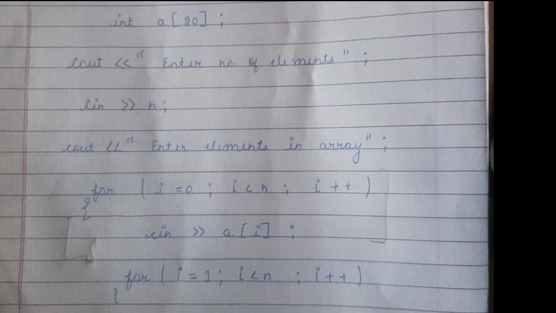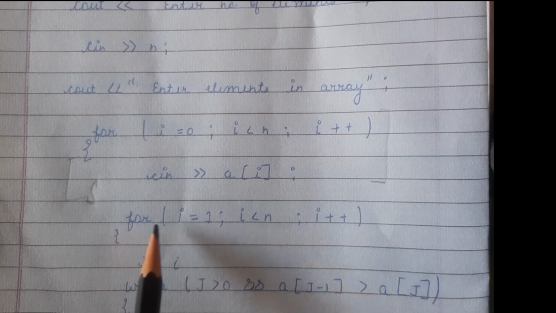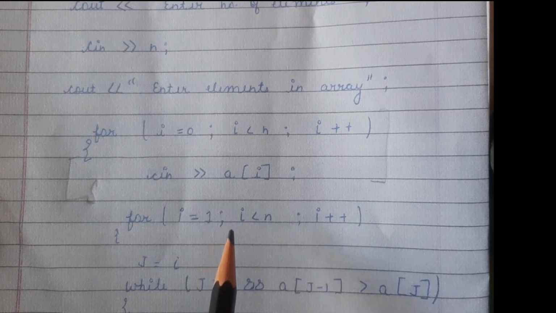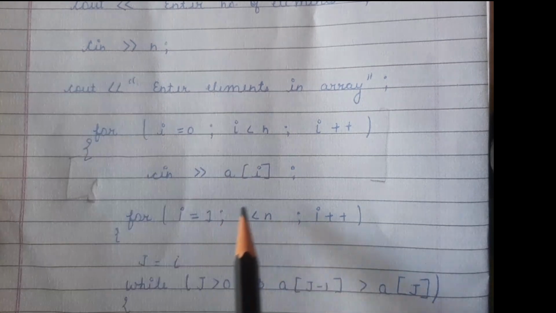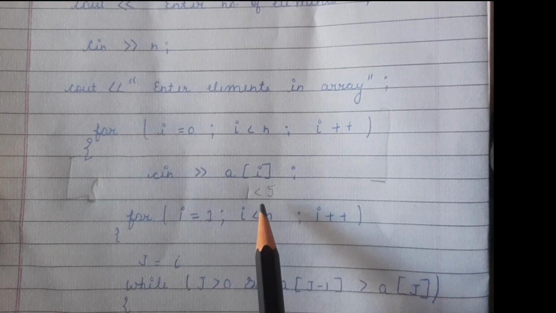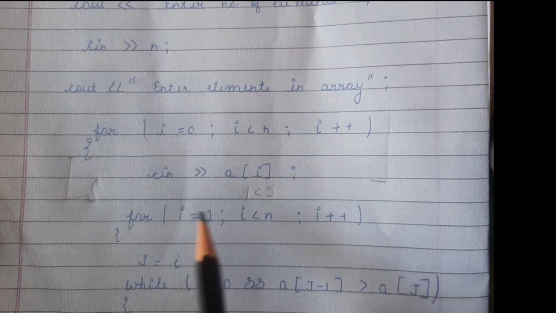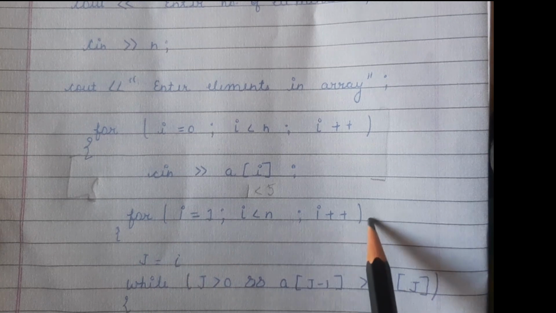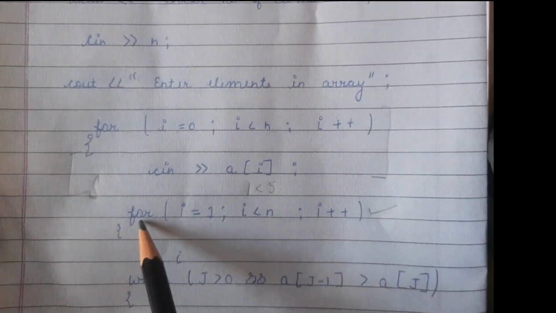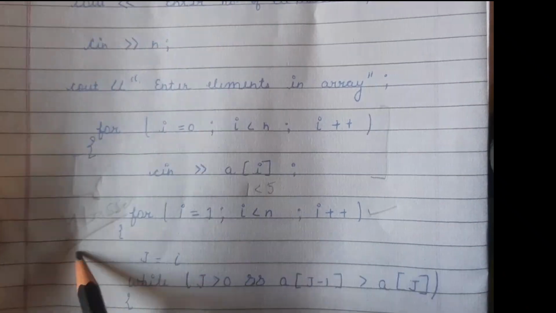After this, now we implement the outer for loop for the number of passes. So i is equal to 1, 1 less than 5 is the condition, 2 less than 5, 3 less than 5, 4 less than 5, 5 less than 5 the condition is false. So how many times is this loop executed? This for loop is executed 4 times. It means 4 passes are executed by this for loop.